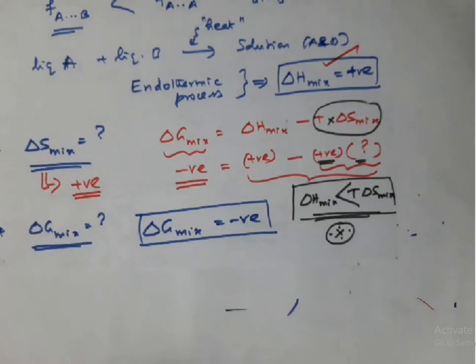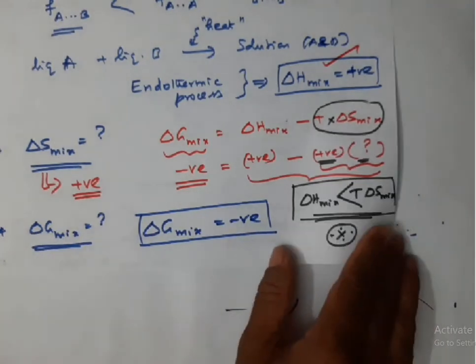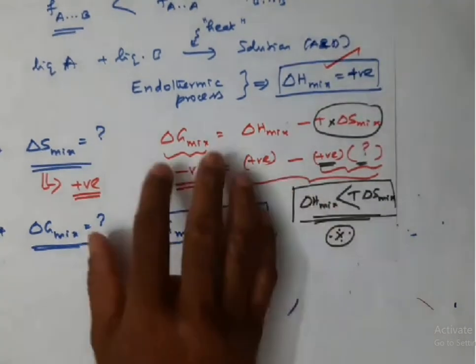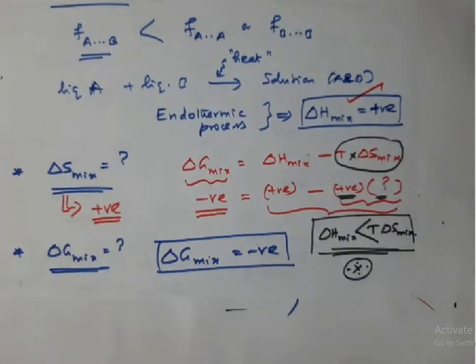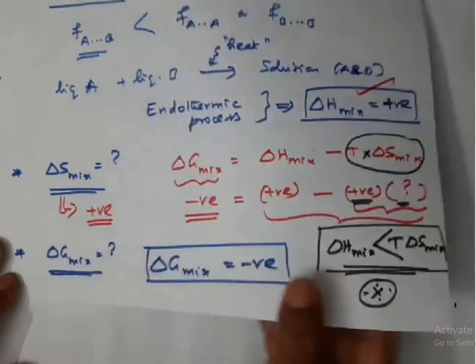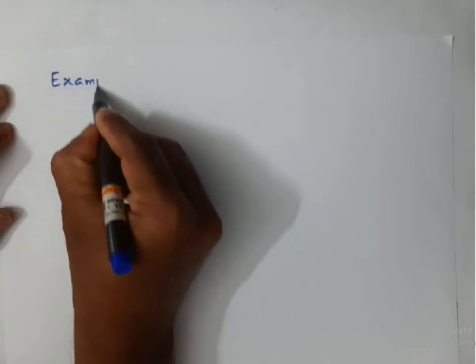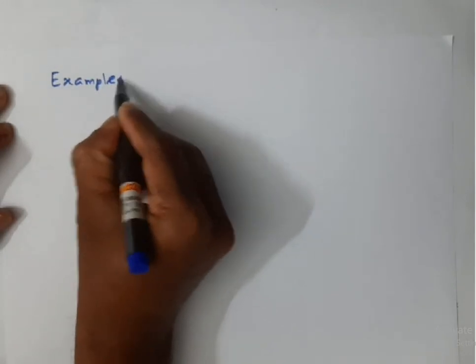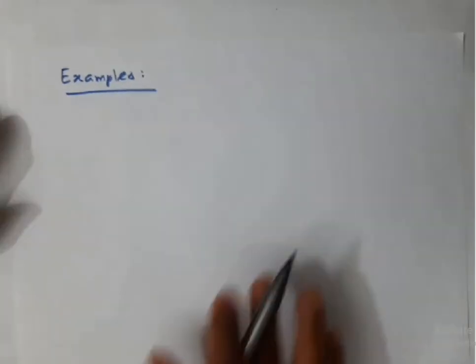So I have given the characteristics of the non-ideal solution showing positive deviation. Now I'll give examples. We'll see examples. Once I finish examples, I'll give you the summary. Examples.